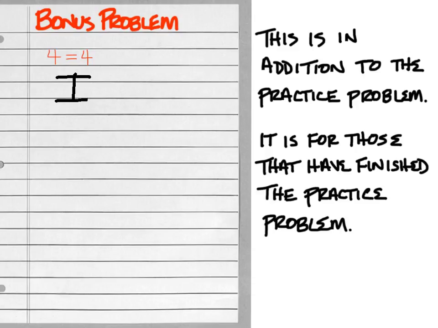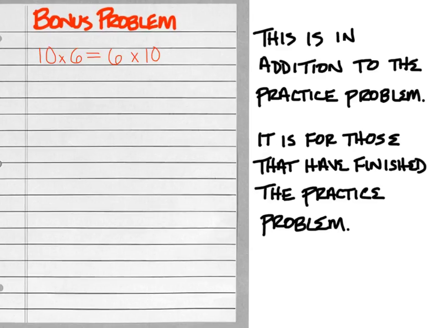Okay, answer for this one was I. That's the reflexive property. Next bonus problem. Okay, good. This should be letter B. This is the commutative property of multiplication.